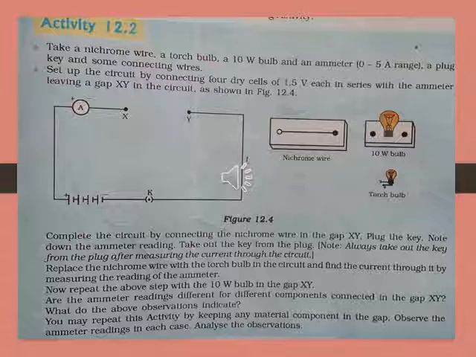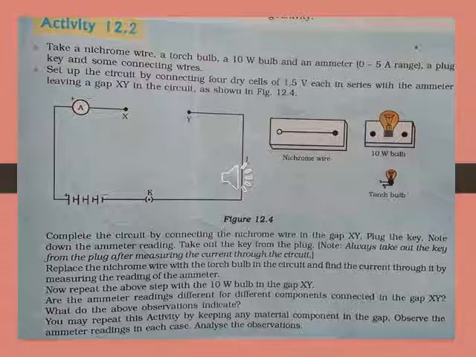Complete the circuit by connecting first the nichrome wire in the gap XY. Plug the key in. Note down the ammeter reading. Take out the key from the plug. Always take out the key after measuring the current through the circuit. If you take out the key before measuring, the circuit is incomplete, so it will not show any reading in the ammeter. So as soon as you connect the nichrome wire to the circuit, read the current and then you take out the plug key.